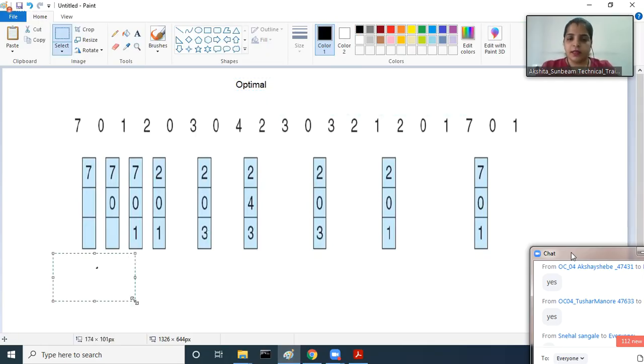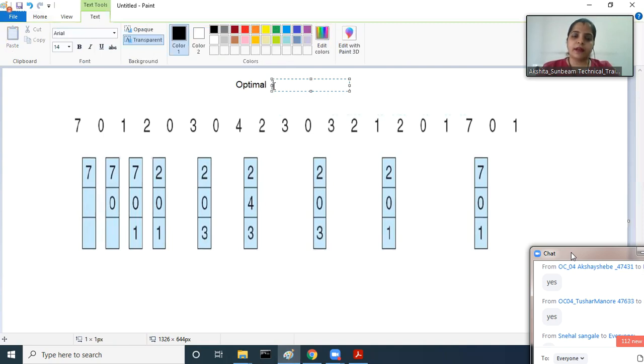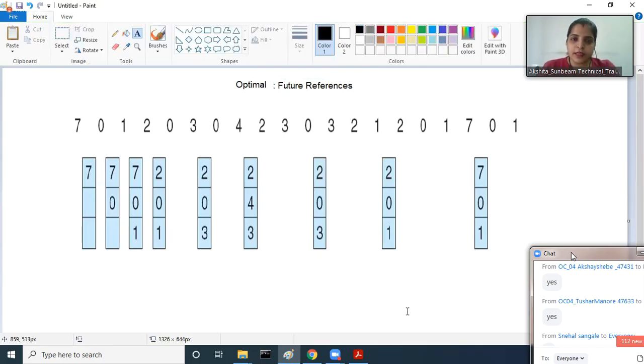All right. Let us go ahead. Optimal is practically not possible for implementation because it sees future references. It is a theoretical concept, because I do not know what the user will demand as the next page in the future. So let us understand the scenario theoretically.